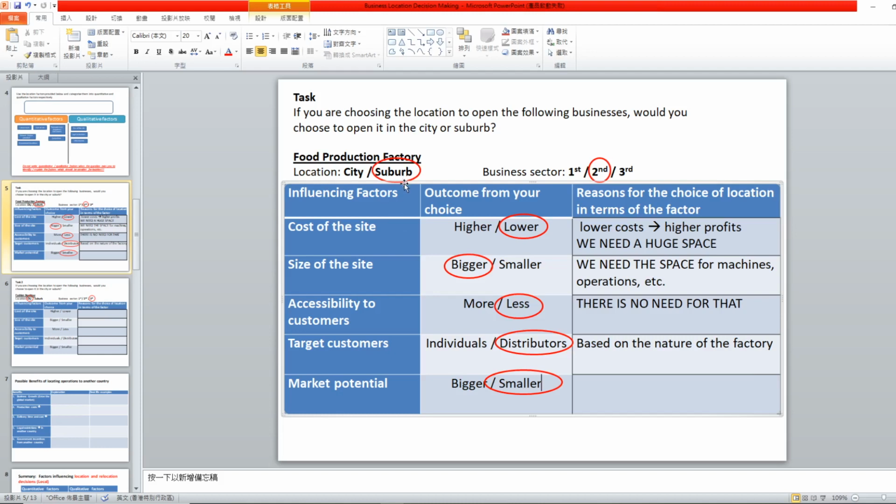What will the location give you? That is some other external factor, whether the distributors would love to buy more or less. But now we want to focus on, if you are locating your business in the suburb, what will happen to the market potential?